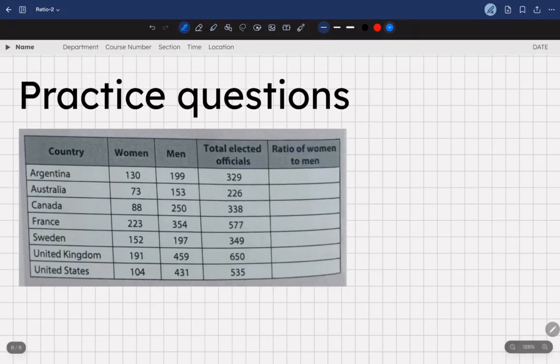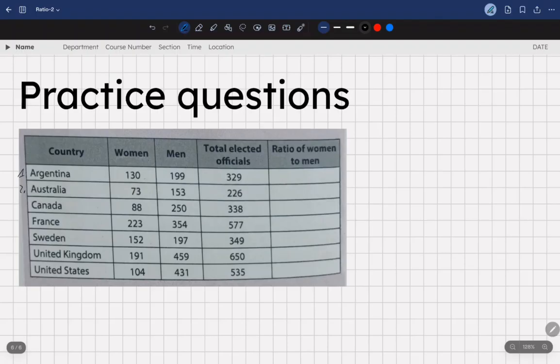Now, here are some practice questions. What I think is most important, the fundamentals: it's important to solve the questions, but also important to be able to determine the ratio. After determining the ratio, you just need to solve it. I'll help you with Argentina and Australia. You have to do Canada, France, Sweden, United Kingdom, and United States in your own math book.